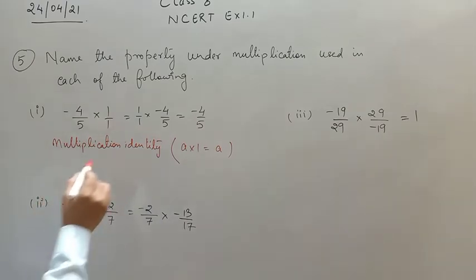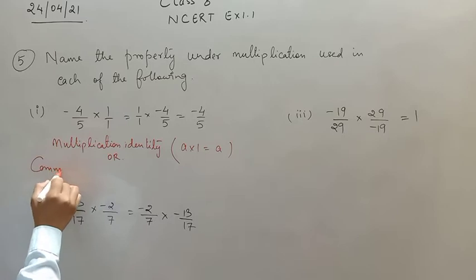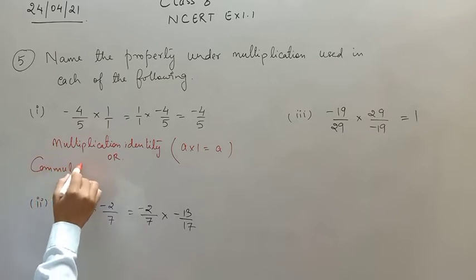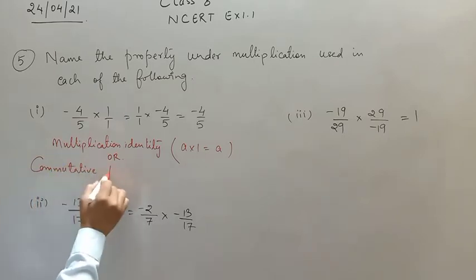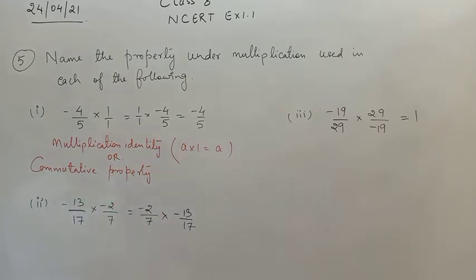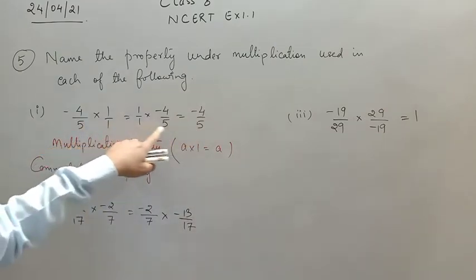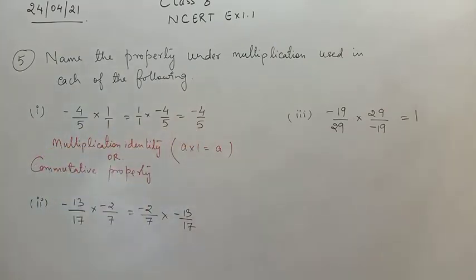Or you can write commutative property, because what commutative property says is the result will remain same even if you change the positions or even if you interchange the positions of the numbers.